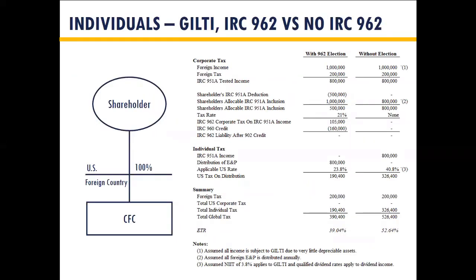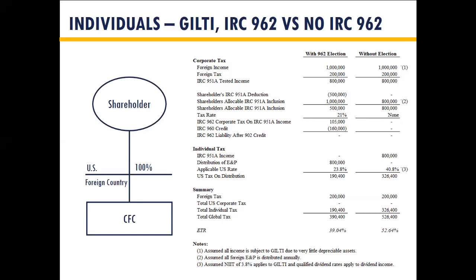And let's look at just a couple examples. This would be GILTI with 962 versus no 962. You can see in this case on the left, with the 962 election, their ETR at the end of the day at the bottom is 39%. That's the same as if we had a C corporation in the holding structure. And of course, without the election on the right-hand side, we're still at that 53%, which we've seen in prior slides. So making the 962 election can be very favorable, as shown here.